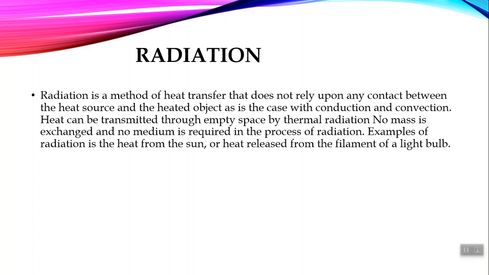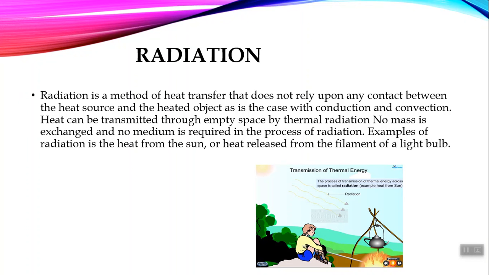Next, what is radiation? Radiation is a method of heat transfer that does not rely upon any contact between the heat source and the heated object. As in the case with conduction and convection, heat can be transmitted through empty space by thermal radiation. No mass is exchanged and no medium is required in the process of radiation. Examples of radiation are the heat from the sun or heat released from the filament of a light bulb.